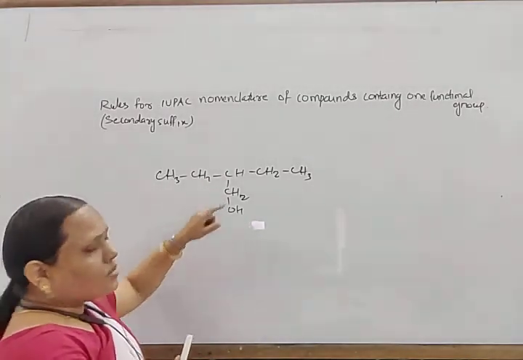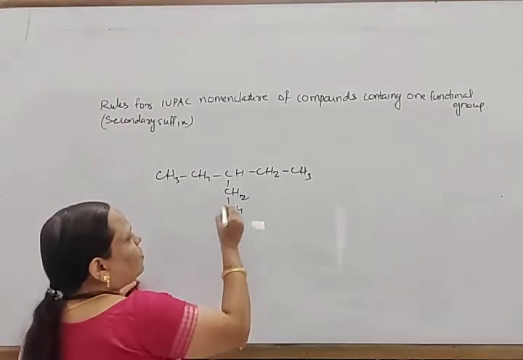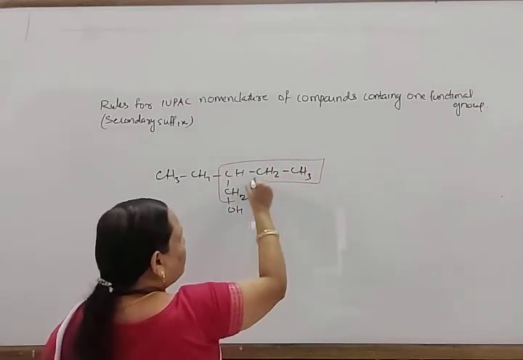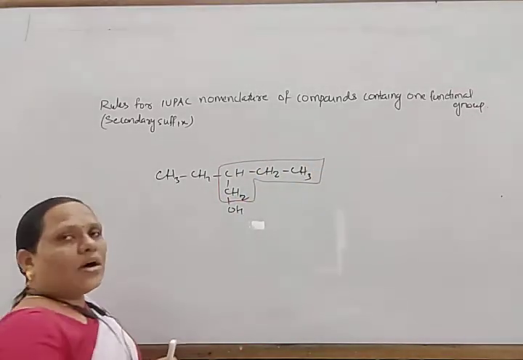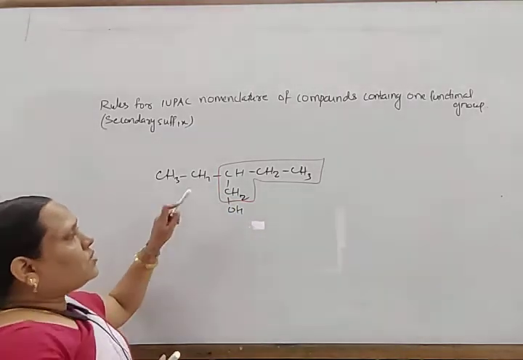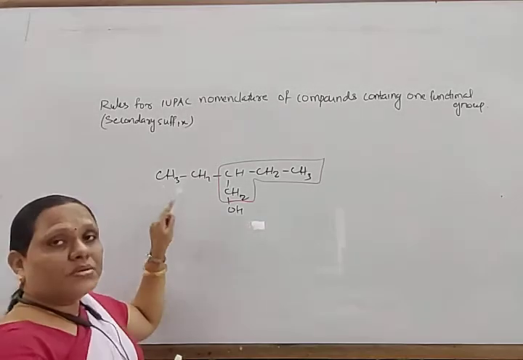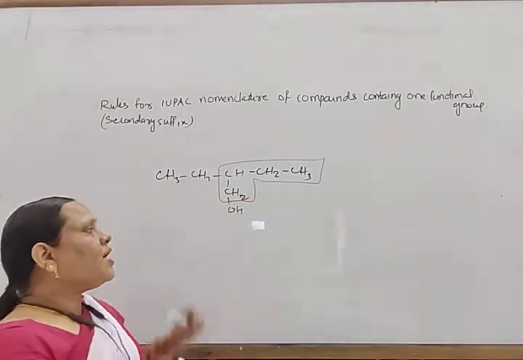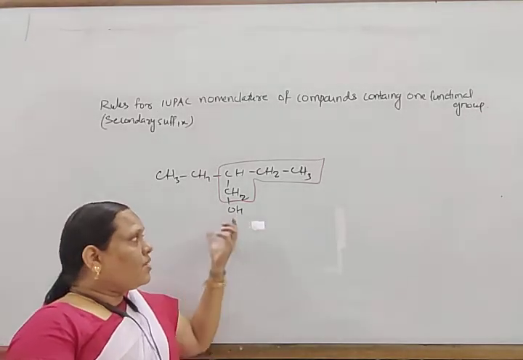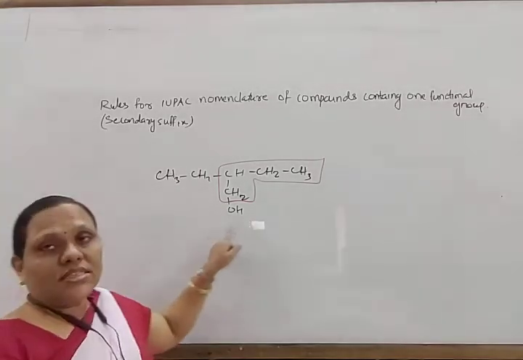The chain containing the functional group is the one with CH2OH. Starting from the CH2, you have to write the position. Now this is the parent chain, which I have written in a red box. And what other alkyl groups are used as substituents? You know that for OH, that is alcohol, the secondary suffix is OL.